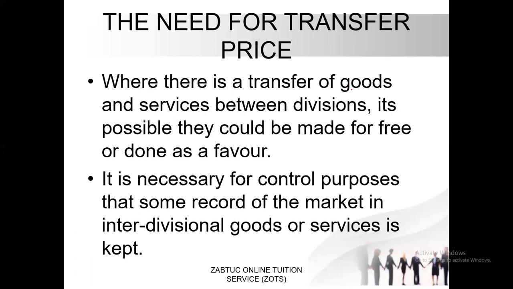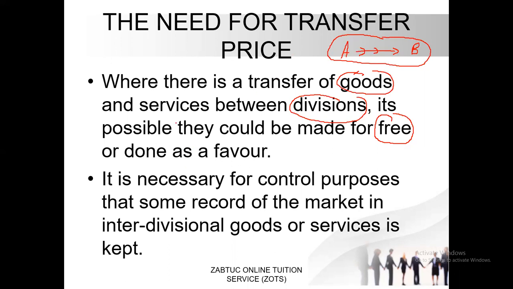Where there's a transfer of goods and services between divisions, it's possible they could be made for free. When one division transfers a component to the next division, one can argue that if these are one company, why don't we just transfer for free? The answer is yes, that's a possibility. But why do we need a system of transfer pricing? It is necessary for control purposes, so that some record of the market in interdivisional goods or services is kept.